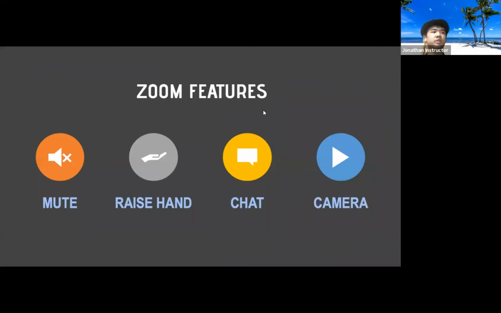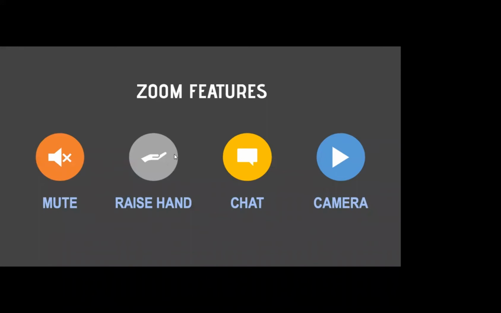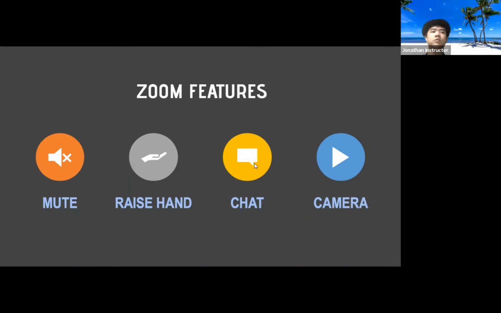So a couple of Zoom features that you should be aware of. We'll go over them more later in the class rules, but just know that you can be muted. If you want to ask a question, raise your hand, and if I see it, I'll answer your question. If not, hopefully the TA will be able to see and answer as well. Also, you can use the chat whenever you feel like it, just not anything too inappropriate. And as for camera, I'll go over that later.